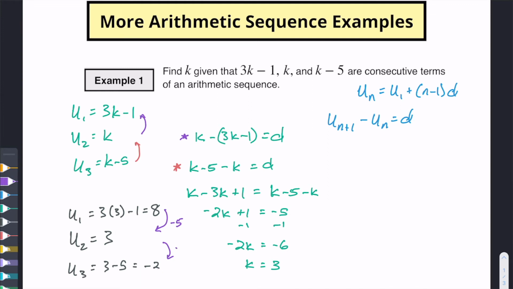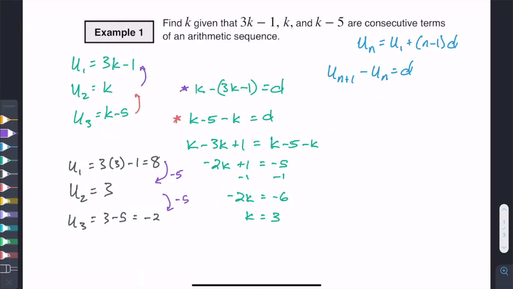So here we go, minus 5. So we have our common difference. If we needed it, we could say our common difference is equal to negative 5. But we can see here also that we subtract 5 to get to 3. We subtract another 5, we get to negative 2. So this is indeed an arithmetic sequence.